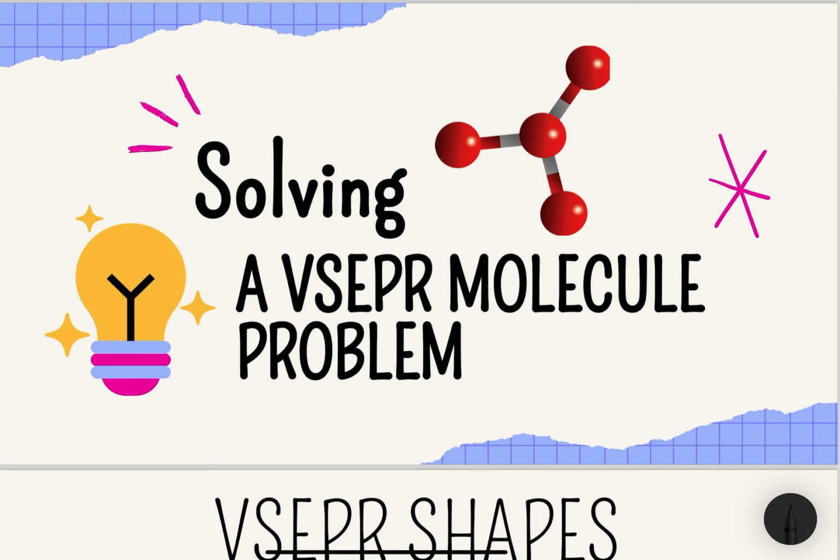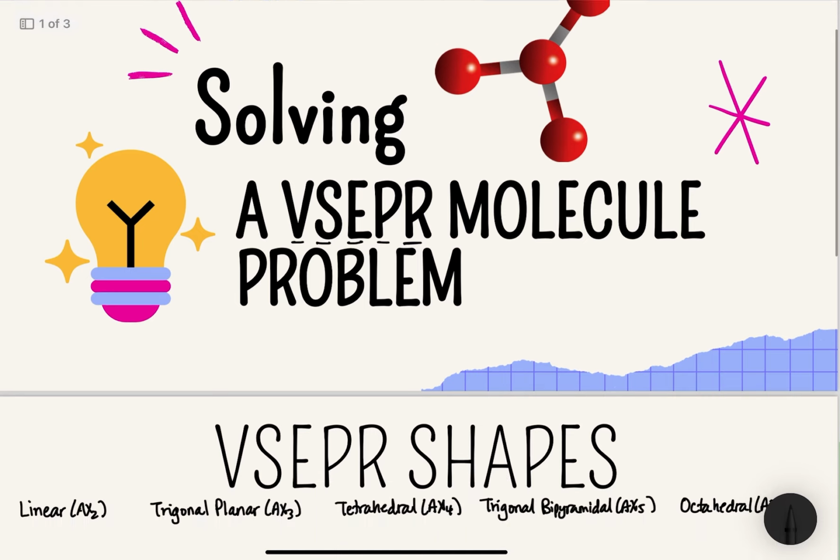So we're going to start by doing a VSEPR review lesson, and VSEPR, if you remember, stands for valence shell electron pair repulsion. And that's basically the theory that valence electrons like to repel each other. And because of the repulsion, characteristic molecule shapes will occur.